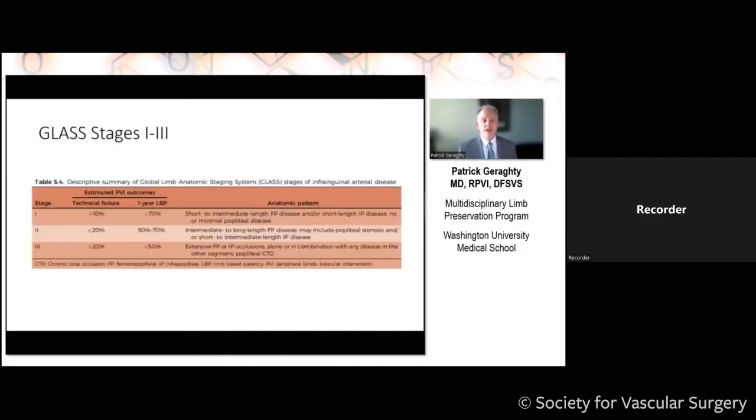Here are the 3 GLASS stages. To quickly summarize, GLASS stage 1, which is low complexity disease, has a predicted technical failure under 10% and a 1-year limb-based patency of greater than 70%. Stage 2, which is intermediate disease, has technical failure rates of less than 20%, limb-based patency of 50 to 70%. And stage 3, the most complex stage, has an estimated technical failure of endovascular intervention of greater than 20% and a 1-year limb-based patency of less than 50%.